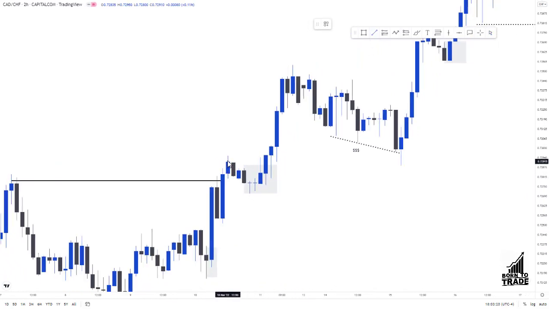After the pullback, we get a break of structure. So when we get a break of structure, you look for your demand zone. So this was our demand zone right here. Even though this last candle doesn't have momentum, we're mapping out our demand zone using this last bearish candle before the momentum kicked in and broke structure. So mapping out our zone.